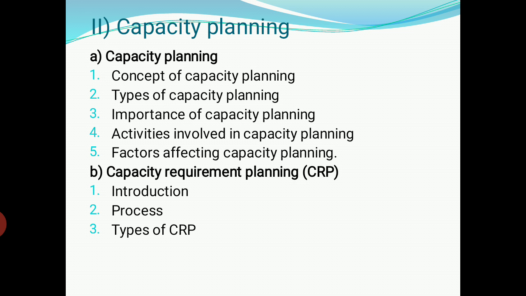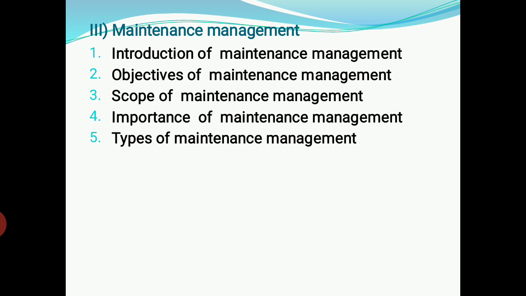So I have divided capacity planning into 2 parts, capacity planning and capacity requirement planning, that we often call CRP. When we come to this section, everything will be dealt with in detail. The third one is maintenance management. Here also there are 5 topics, and I have divided it into introduction, objective, scope, importance, and types of maintenance management. Likewise, we'll be going through this unit in 3 different sections, right?